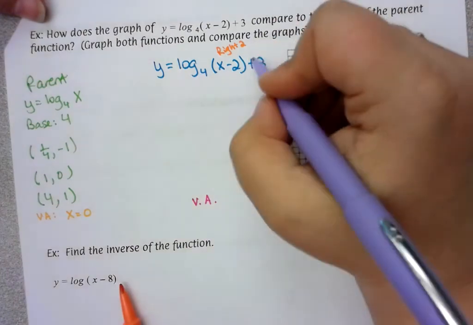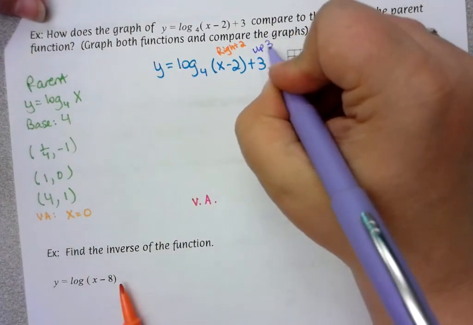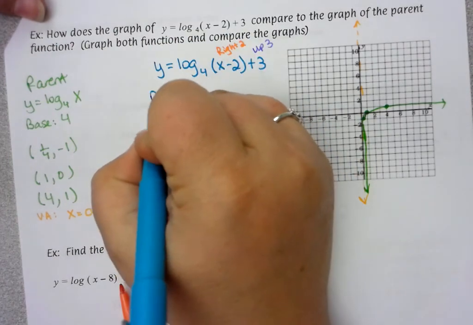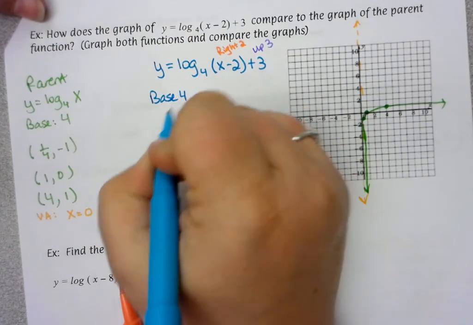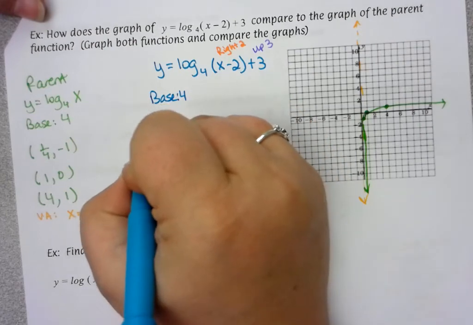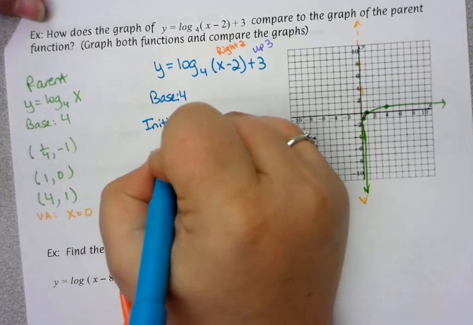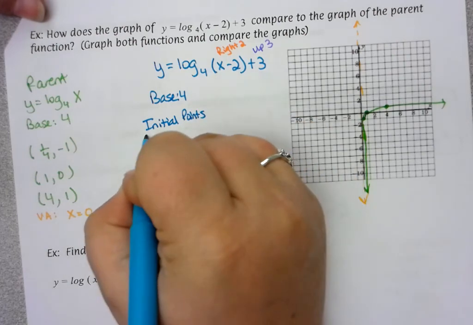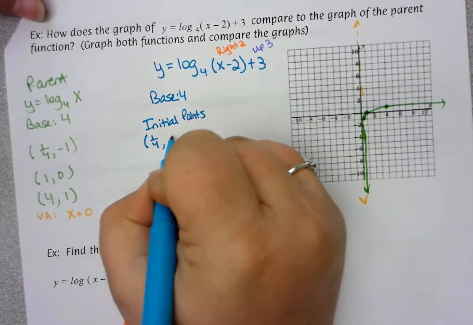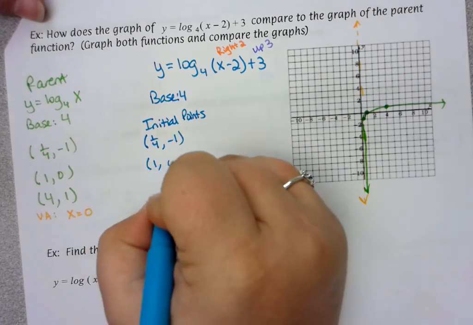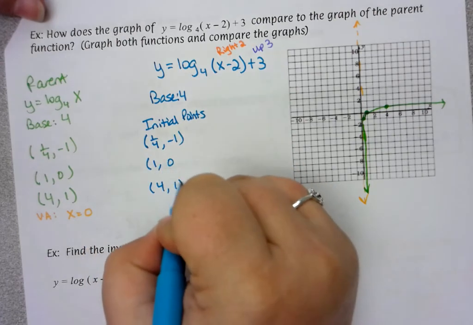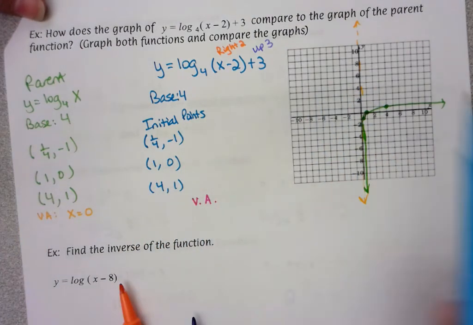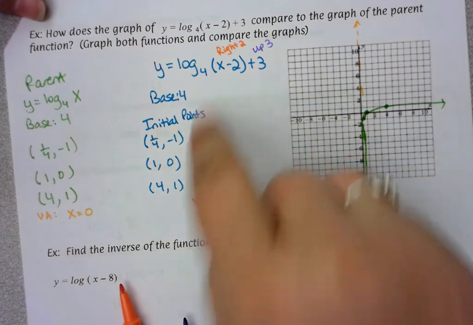And this +3 shifts us up 3. So my initial points with a base of 4 will be the same as the points for my parent function. So 1/4, -1, 1, 0, and 4, 1. So notice those are the same for now. But it's shifted right 2 and up 3.